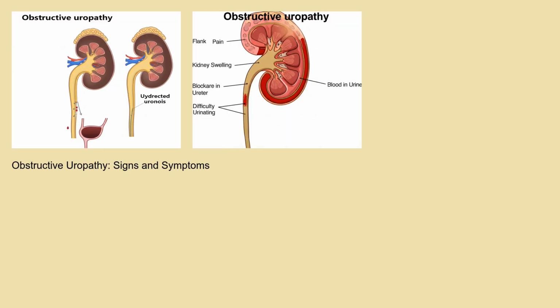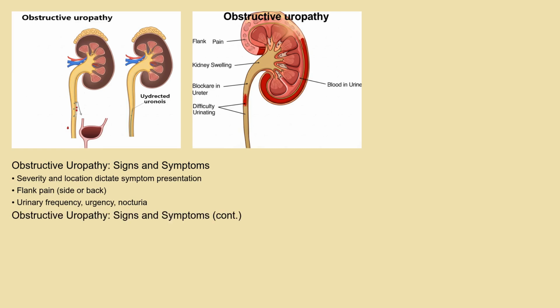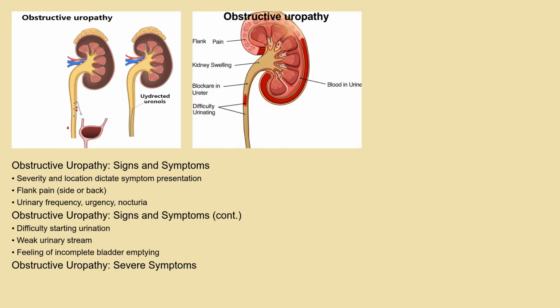The signs and symptoms of obstructive uropathy can be subtle or dramatic, depending on the severity and location of the obstruction. Some people may experience flank pain, which is pain in the side or back, usually associated with kidney issues. Urinary frequency, urgency, and nocturia, the need to urinate frequently at night, can also occur. Difficulty starting urination, weak urinary stream, and a feeling of incomplete bladder emptying are common with obstructions at the bladder neck or urethra. In severe cases, patients may experience oliguria, or reduced urine output, and even anuria, a complete lack of urine production. Other symptoms can include blood in the urine, known as hematuria, and recurrent urinary tract infections.